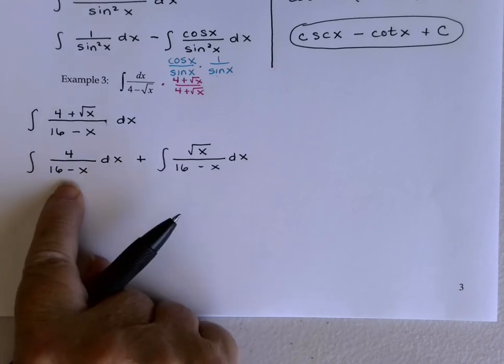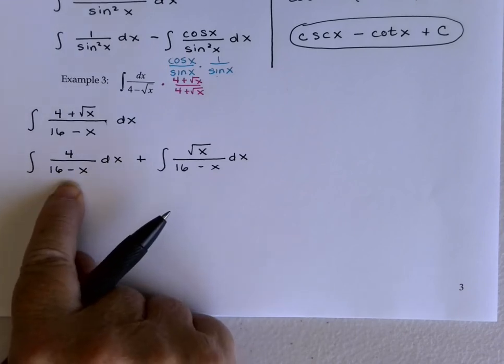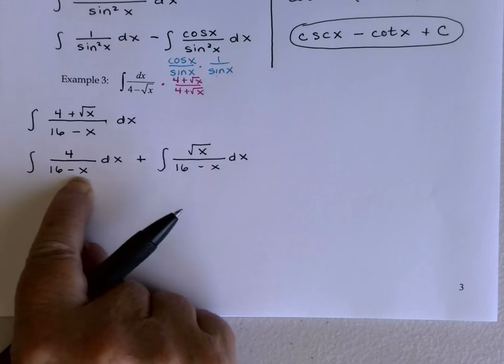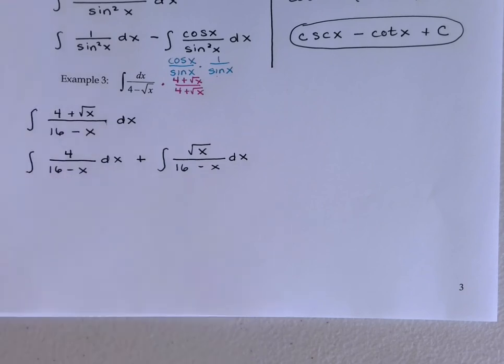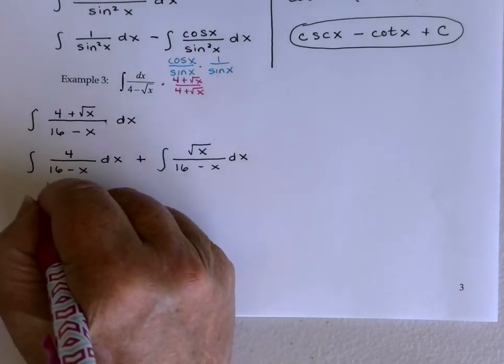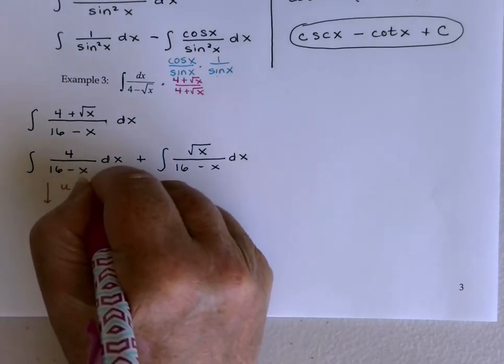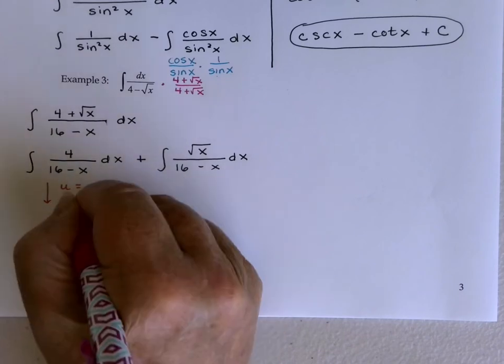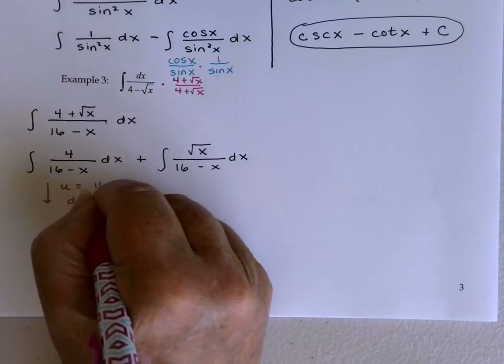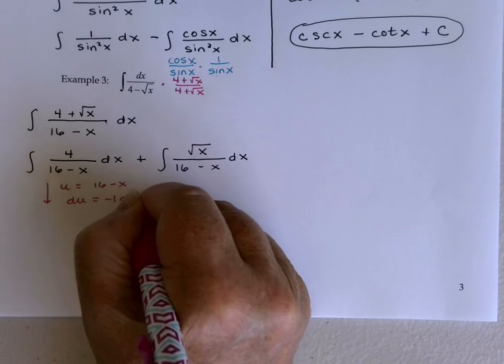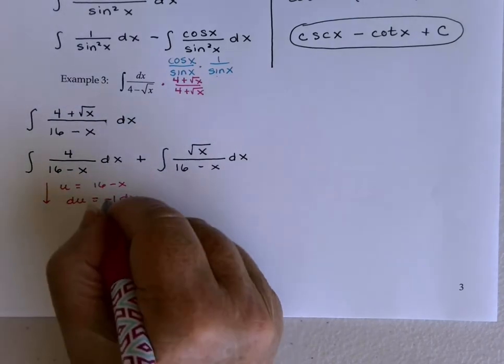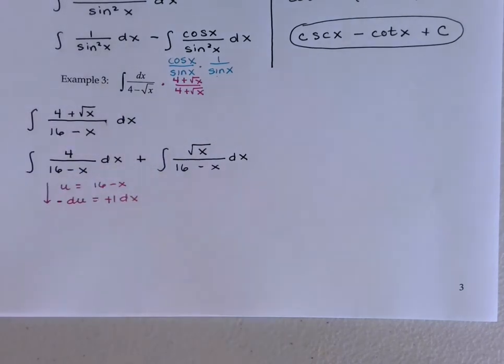This one I believe I can do with a pretty simple u substitution. If I just let u be the denominator, the derivative will be negative 1. No problem, right? So let's do that. u is 16 minus x. du would be negative 1 dx. And actually I can just move that negative to the other side like so. dx is minus du.